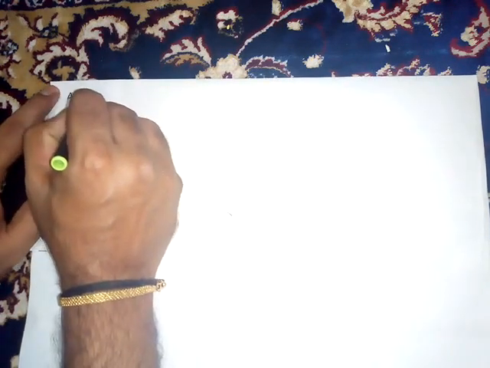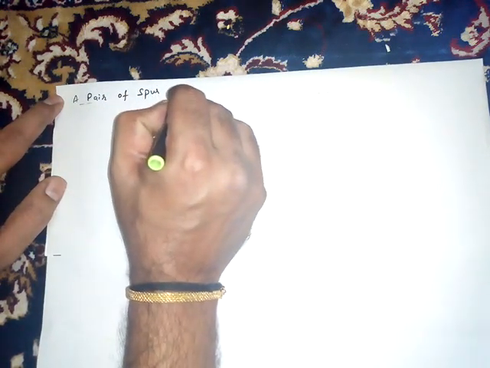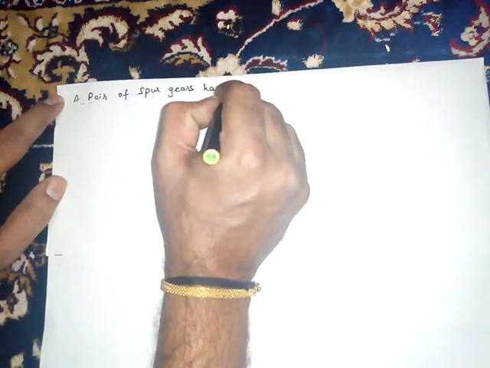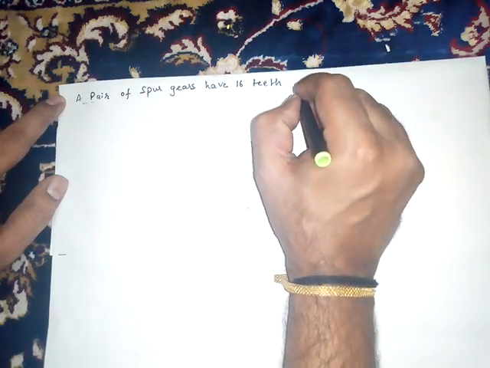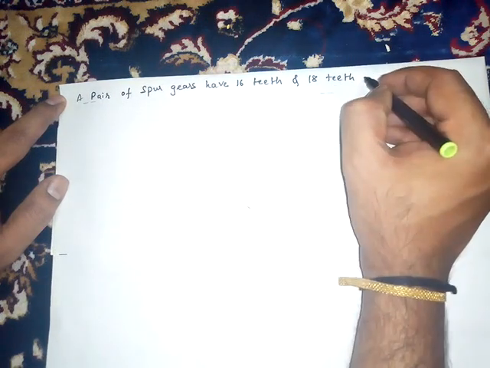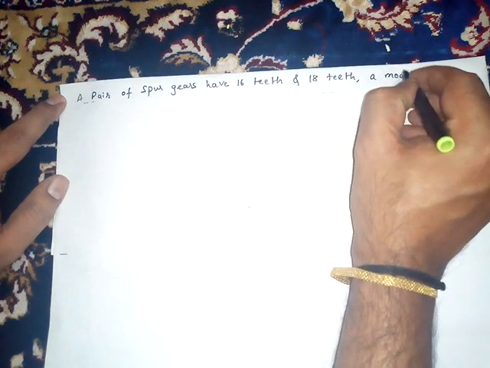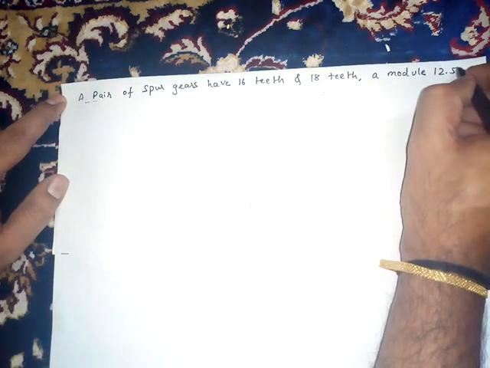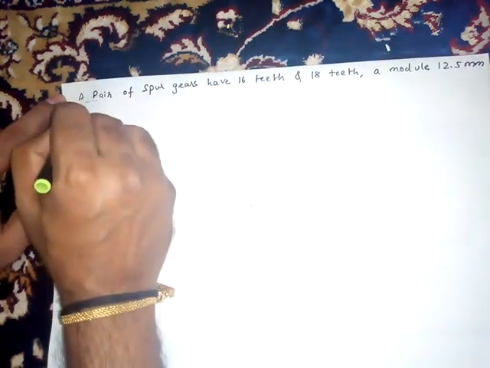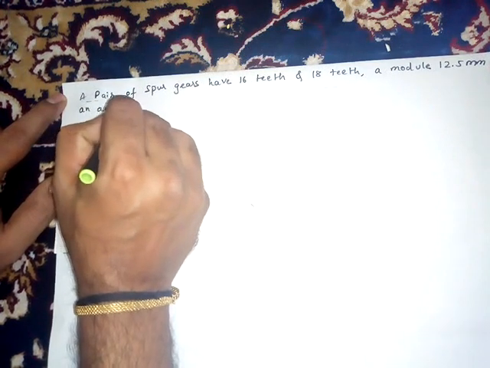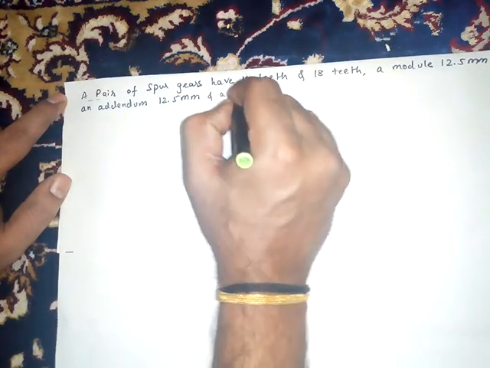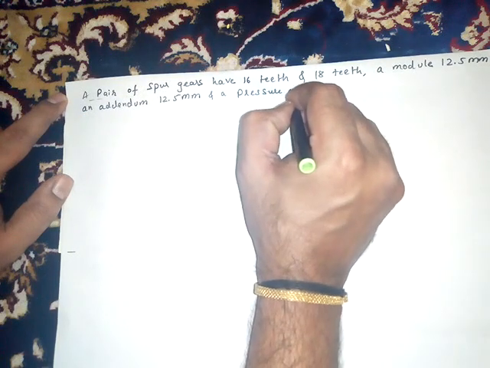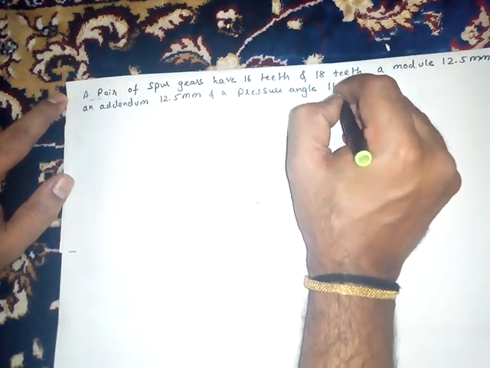A pair of spur gear have 16 teeth and 18 teeth, a module 12.5 mm, an addendum 12.5 mm, and a pressure angle 14.5 degree.